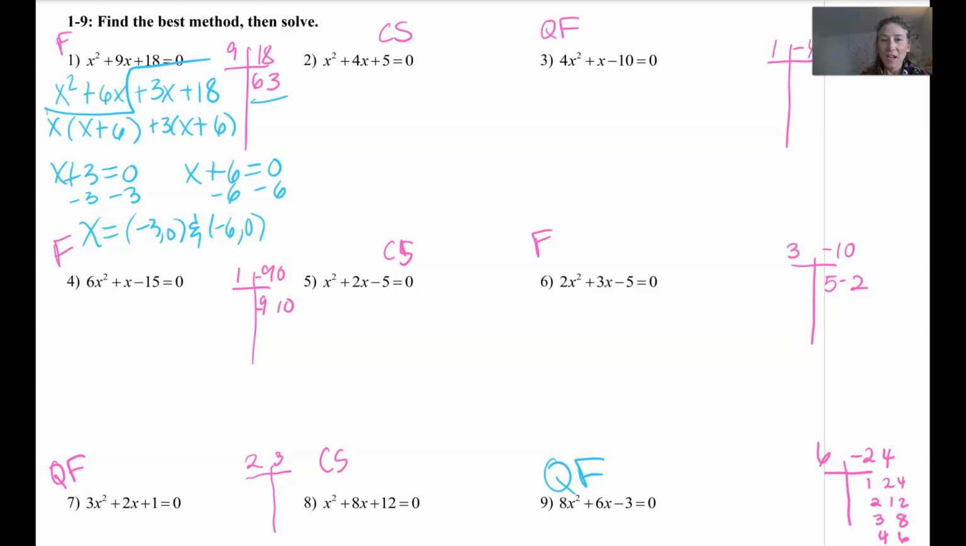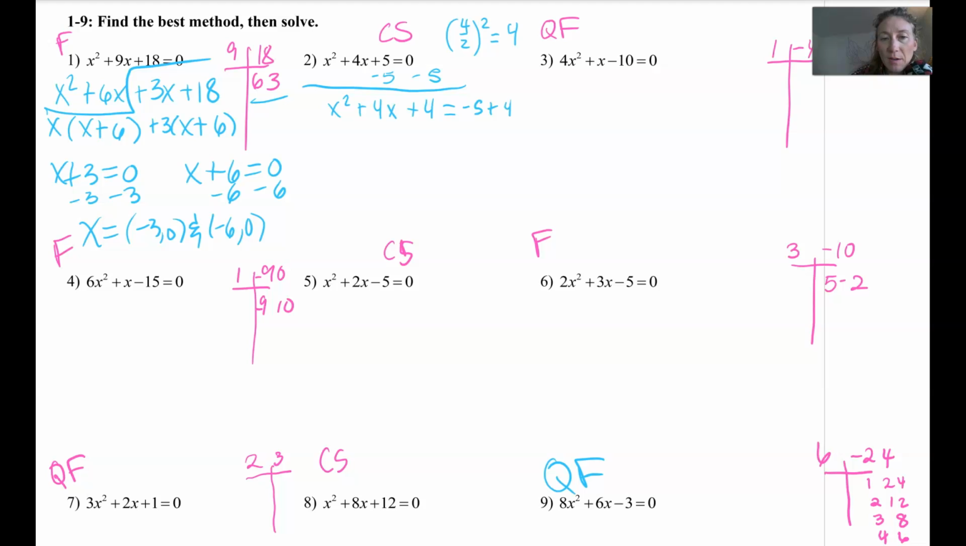Super fun. For number 2, we're going to complete the square. So that means I'm going to subtract 5. I'm going to move the old c. I'm going to add in the new c. So that's going to be b over 2. So 4 over 2 squared, which in this case is 4 again. So we've got x squared plus 4x plus 4 is equal to negative 5 plus 4.